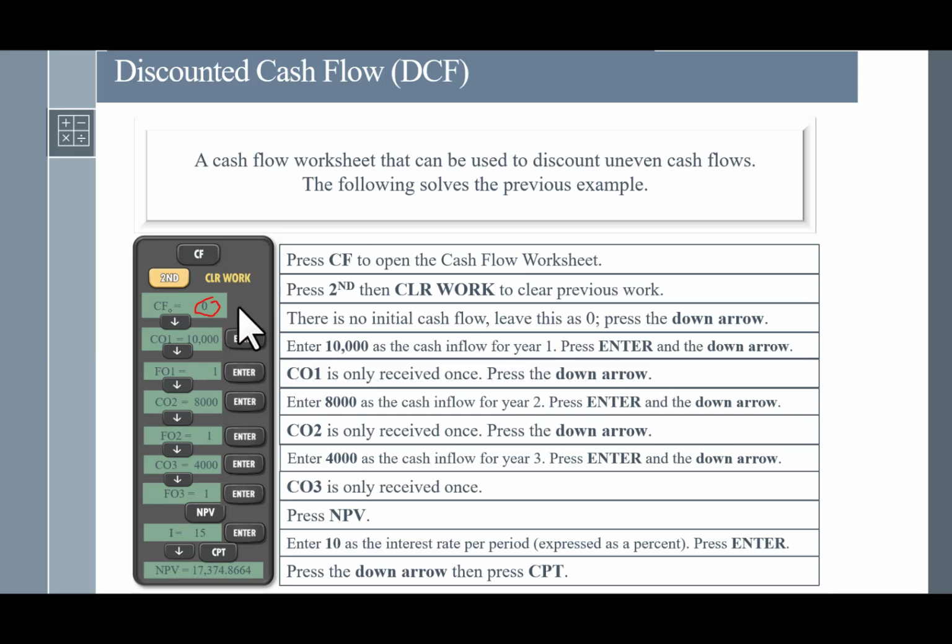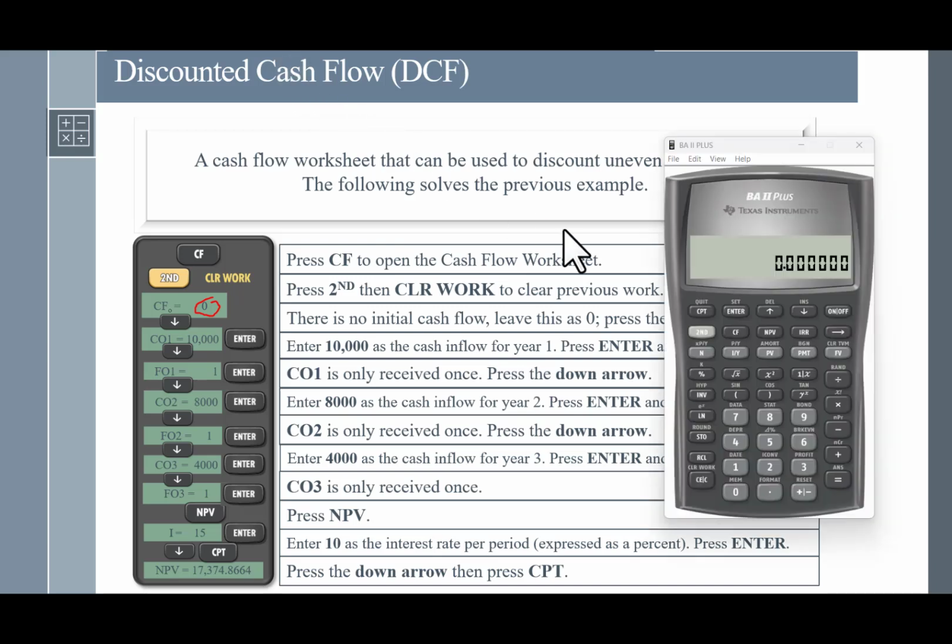If we enter the initial investment, let's say it's 15,000, the investment Sam made, then the net present value here will be 2,374, etc., because the net present value will be the cash inflow minus the outflow. Okay, so let's grab our calculator and see how we can do this.